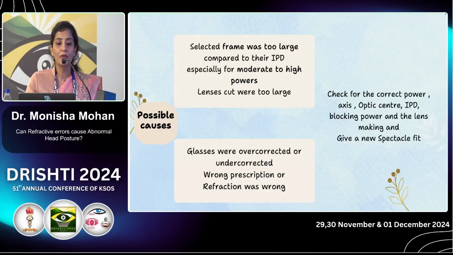So this could be because the selected frame was too large compared to the IPD. This is very, very common in the pediatric age group, because some opticals don't have pediatric frames and they would just dispense them off like that. And if the lenses were cut too large, or if the glasses were undercorrected or overcorrected, the wrong prescription should be noted, the refraction corrected, and they should be given the correct spectacle fit.